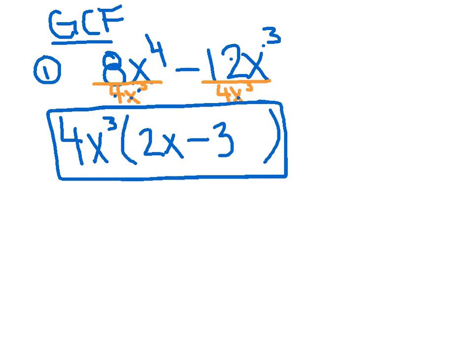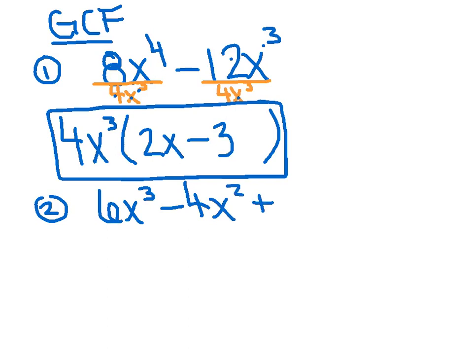Let's try one more of those. Number 2. If I gave you 6x cubed minus 4x squared plus 10x, can we identify our GCF? All 3 terms are divisible by what? I would say the biggest term they're all divisible by is 2x.